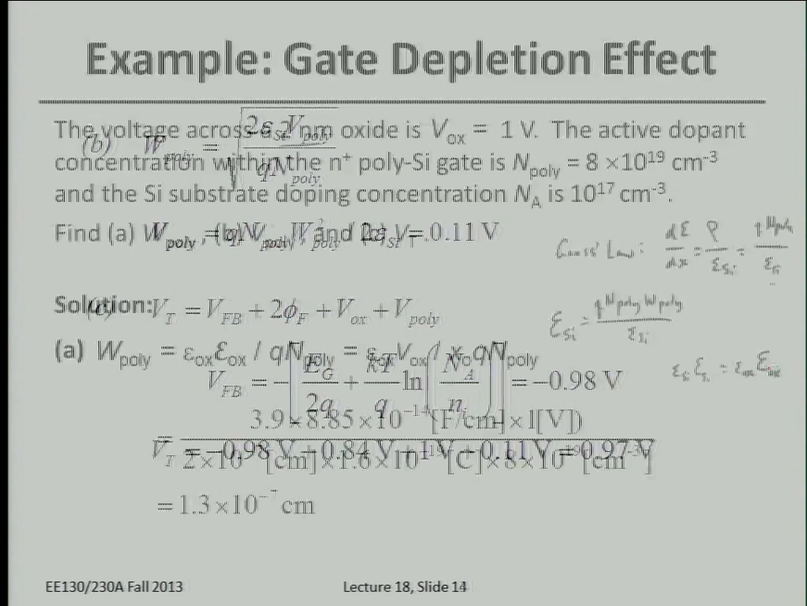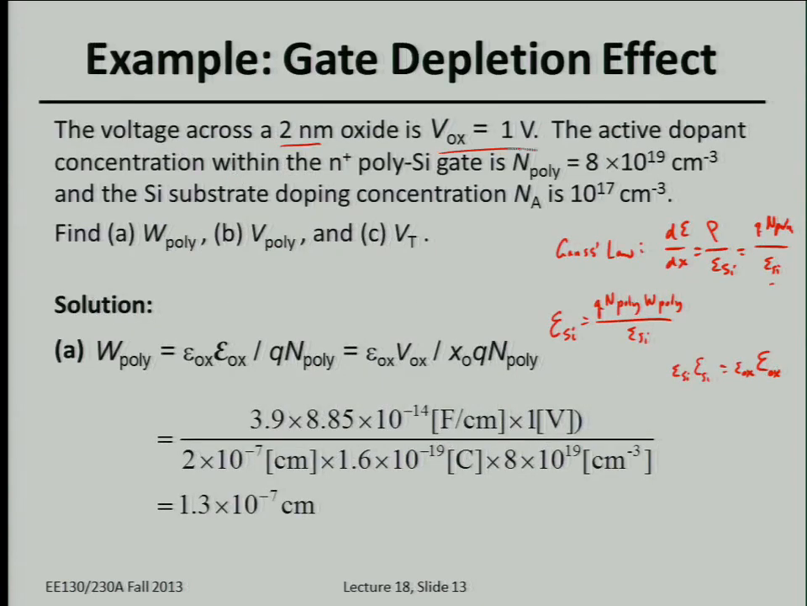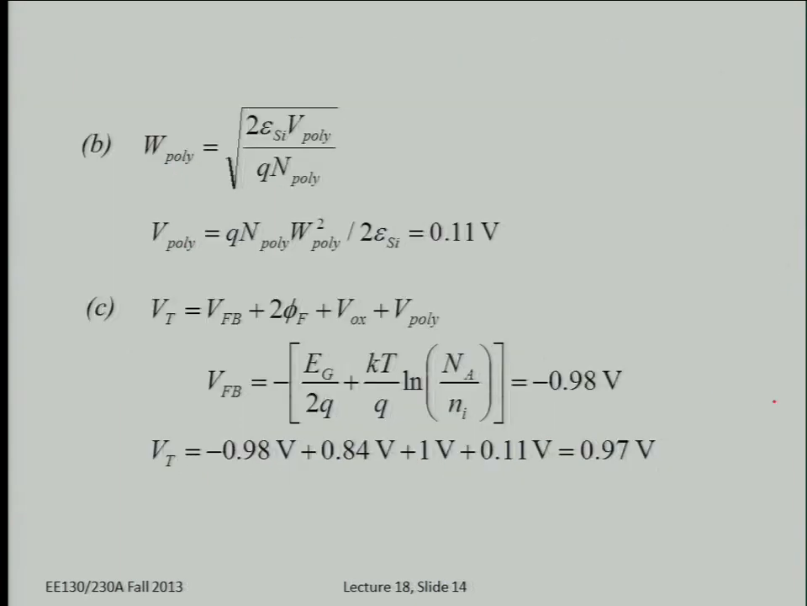In this particular example, we're assuming that we're able to get 1 volt dropped across a 2 nanometer thick gate oxide, and that will give us the electric field strength in the oxide. So how much voltage will be dropped in the polysilicon gate? It's 0.1 volts. So we're talking about 10%. You're losing 10% of the gate voltage that you apply in the poly gate.